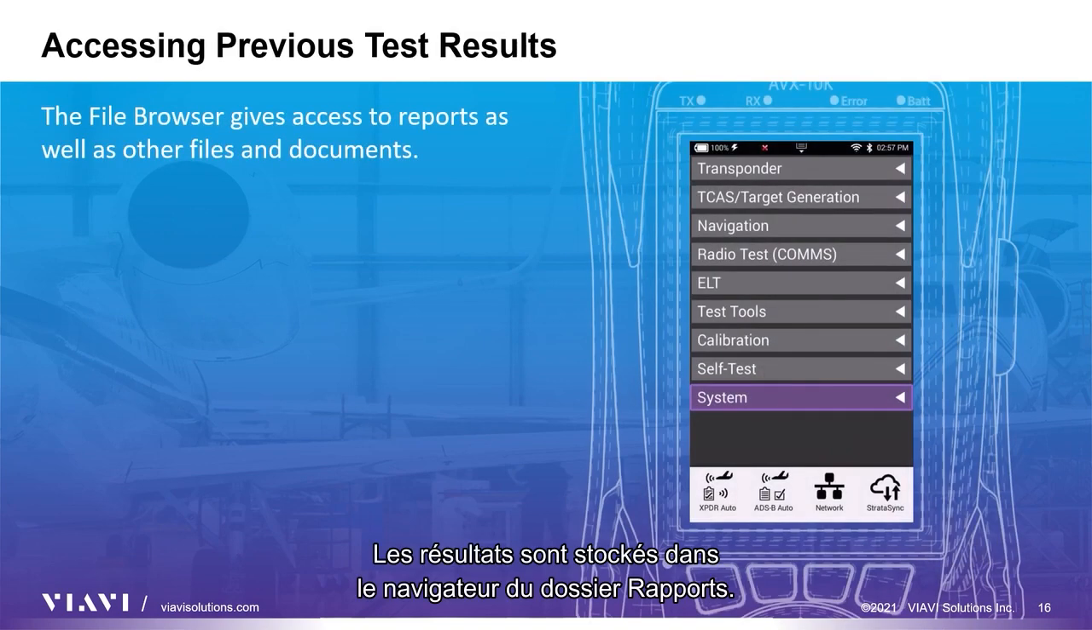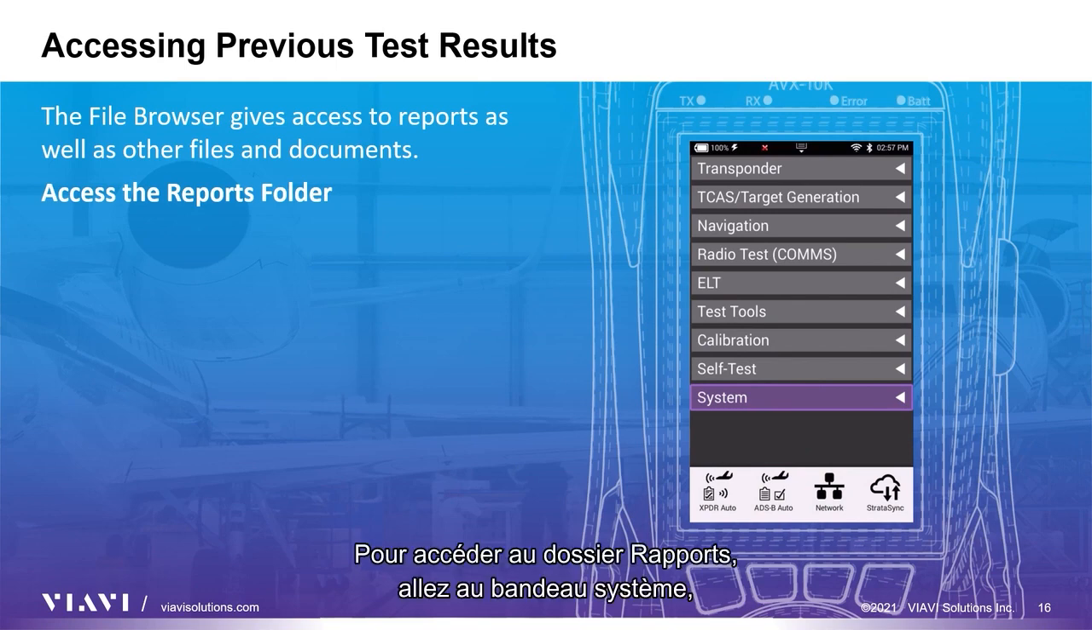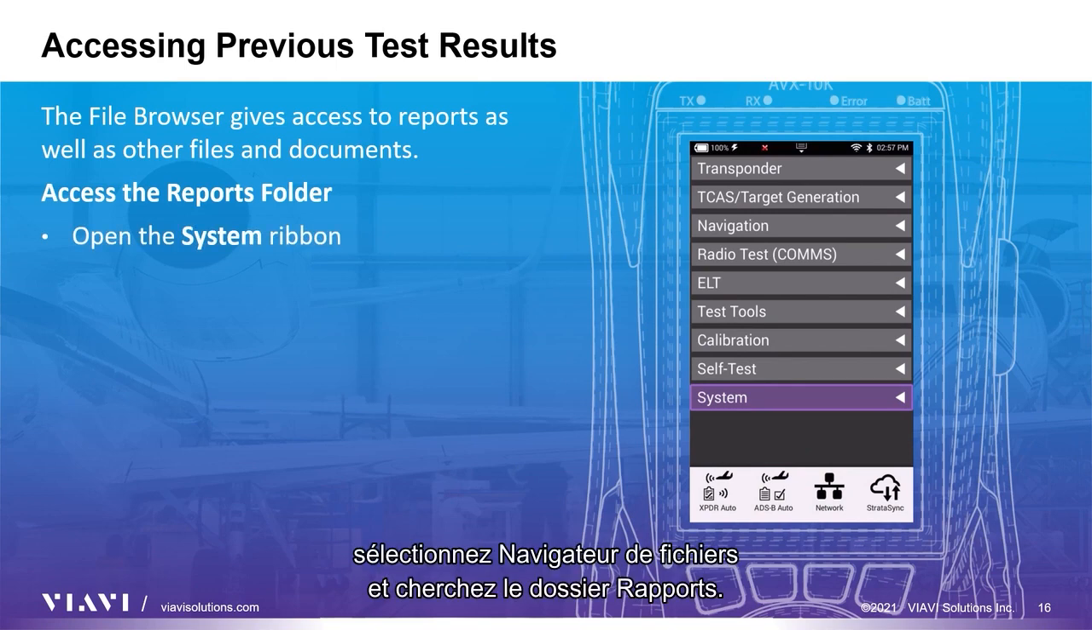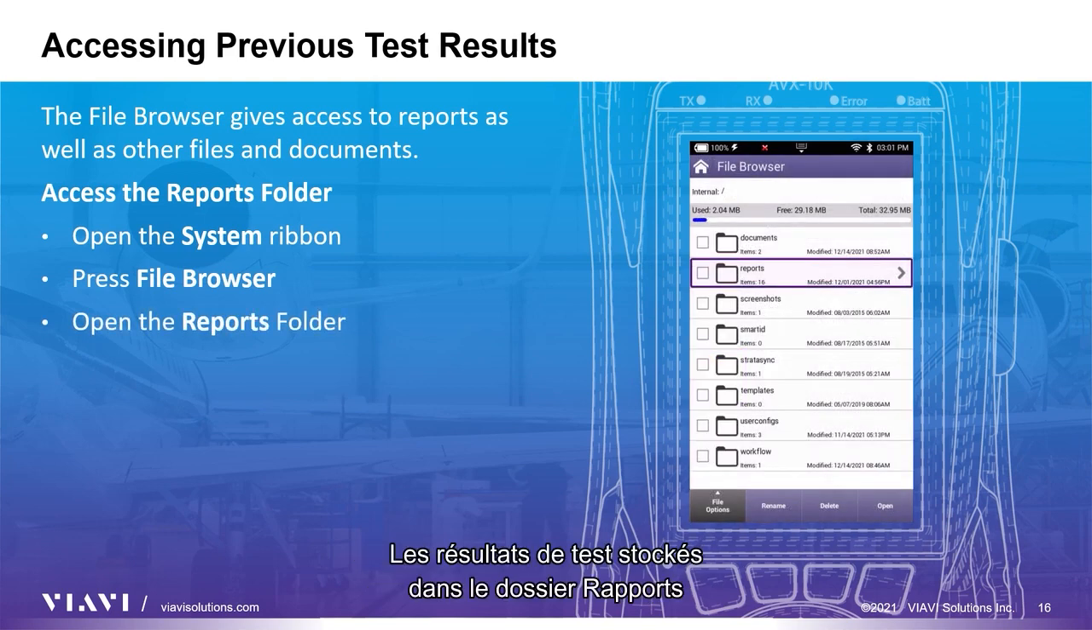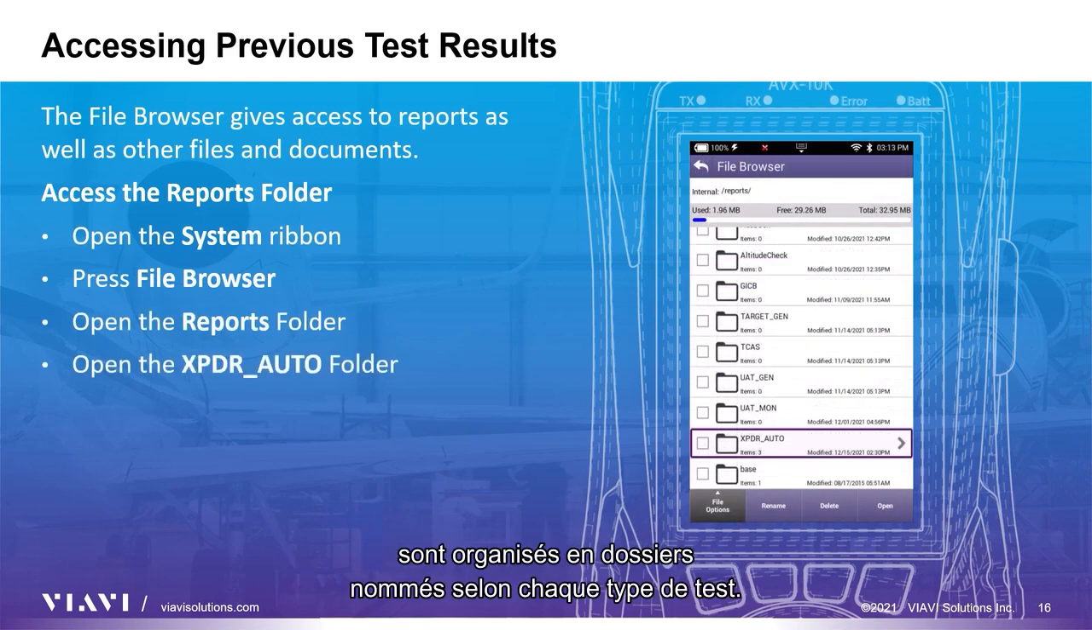Test results are stored in the file browser in the Reports folder. To access the Reports folder, head to the System ribbon and select File Browser, and look for the Reports folder. Test results stored in the Reports folder are organized in folders that are titled by the test type. Look for the XPDR_auto folder for all of your transponder auto test results.